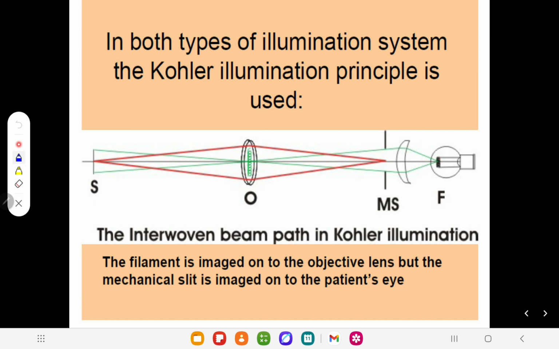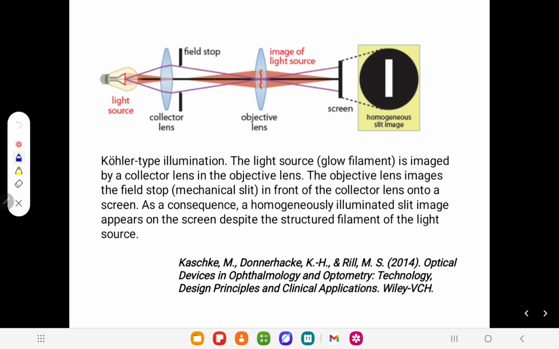In this particular case we have to know Köhler's illumination principle, because Köhler's illumination principle is so useful. That's why we have a slit, and that sharp slit is very useful. Just remember this picture, I'll show you this picture again and again. So I'm going to talk about why a homogeneous slit image is thrown onto the patient, what the principle of Köhler type illumination is, and why it is so important to us.